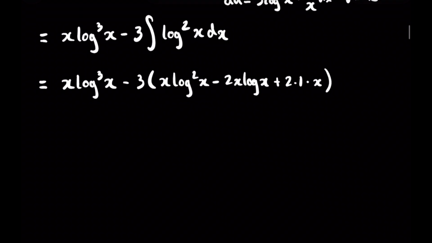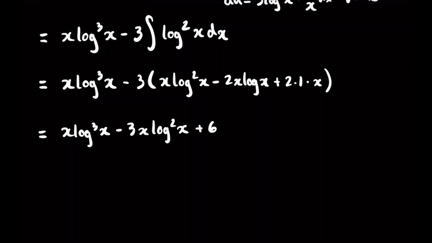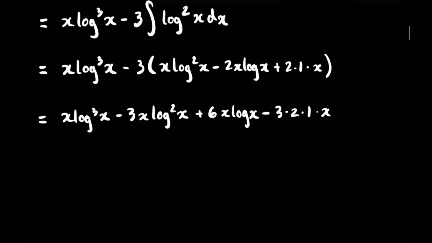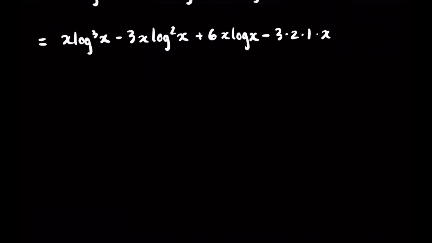Let's distribute the negative 3, and we get x log cubed of x minus 3x log squared of x plus 6x log x minus 3 times 2 times 1 times x. I think you're starting to get the idea, but in case you haven't, let's just do one more. Let's evaluate the integral of log to the 4th x dx. Let's do this one fast.